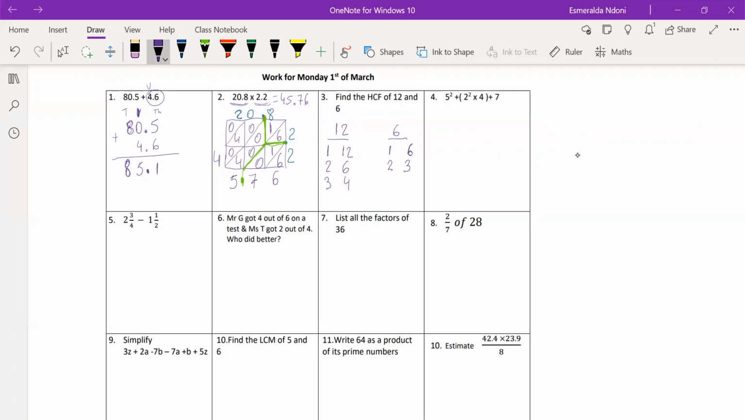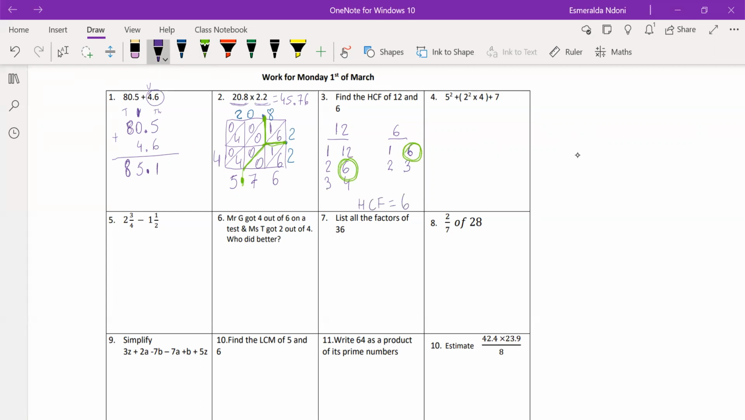It's asking you for the highest of them, and you can see that the highest is 6 because 6 appears on both of them. You just write down the highest common factor is 6.